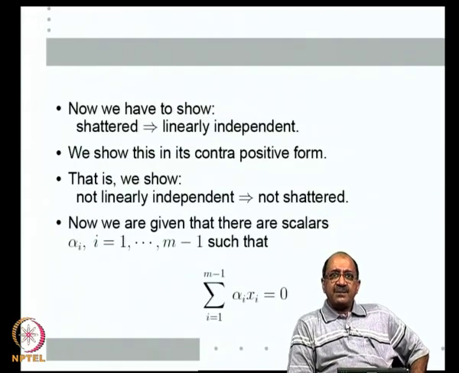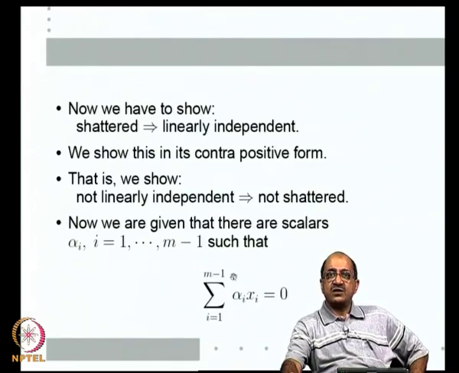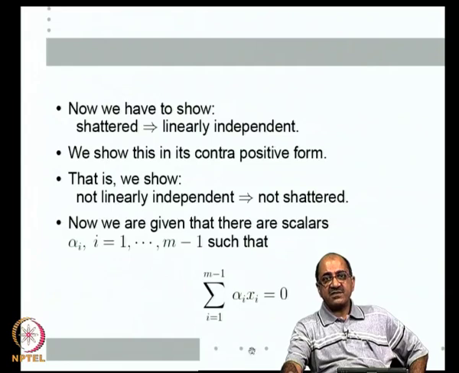Not linearly independent means this time there are scalars alpha i, so that summation alpha i xi is equal to 0, not all alpha i are 0, but summation alpha i xi is 0. This is just a linear combination, mind you, this is not a convex combination, because we are only given that they are not linearly independent. So, there exists a linear combination of xi that is 0. For example, some of the alpha i's may be positive, some of them may be negative. The alpha i's do not have to sum to 1.